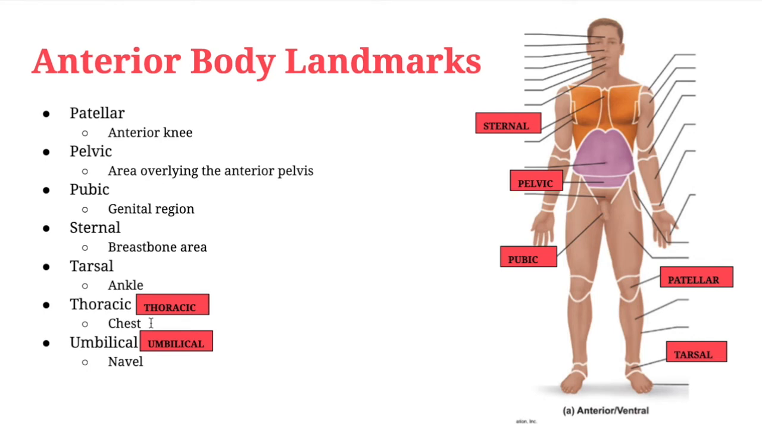Thoracic is the chest, so that actually isn't going to be a separate label. Where we're going to put that one is just kind of over the middle, over the orange. That would be kind of like a heading, like sternal would be part of the thoracic. And then umbilical is the navel or the belly button. So that would be this label right here above pelvic. So those are all of the anterior body landmarks.